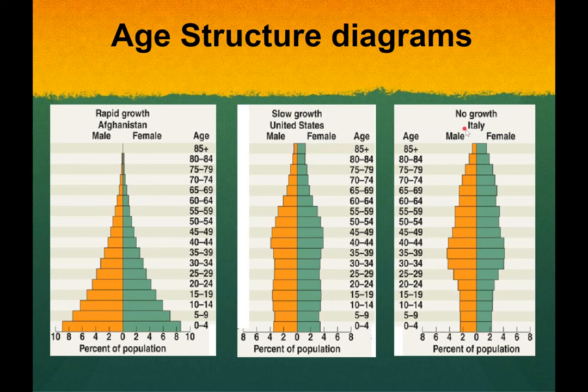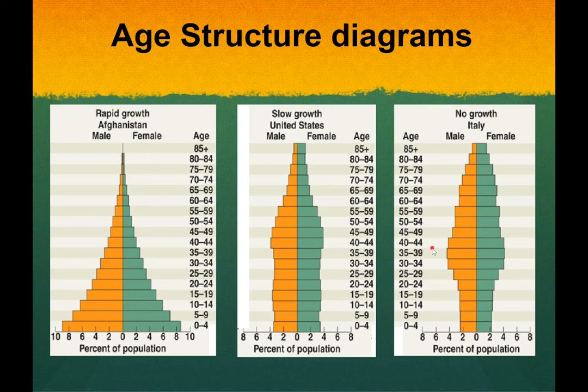And then finally, Italy, 2, maybe 4. So about 4% plus of their population is age 0 to 4. And again, most of their population is in the 30 to 45 age range.